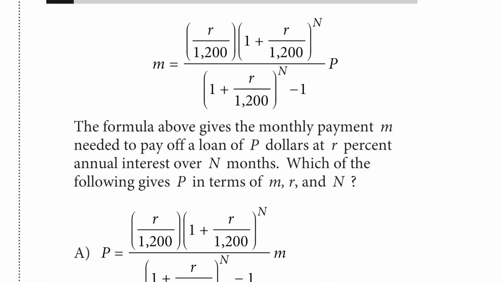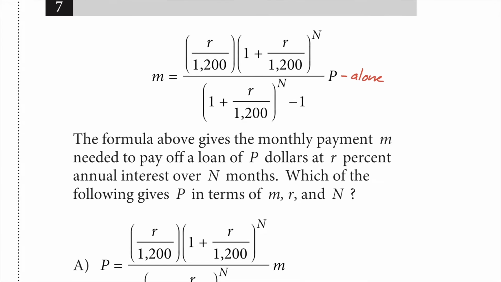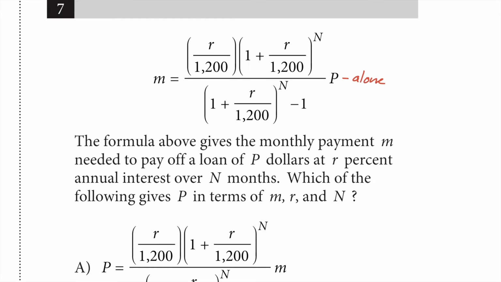Alright, the formula above gives the monthly payment M needed to pay off a loan of P dollars at R percent annual interest over N months. Which of the following gives P in terms of M, R, and N? So all this is saying is it wants us to get P all by itself. It wants P alone. And it wants to know what operations we do to get there.